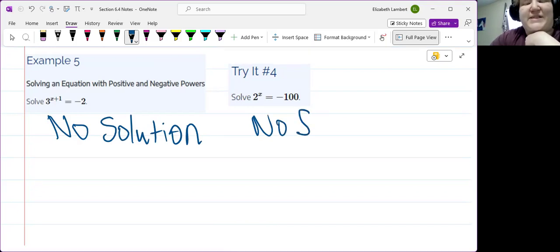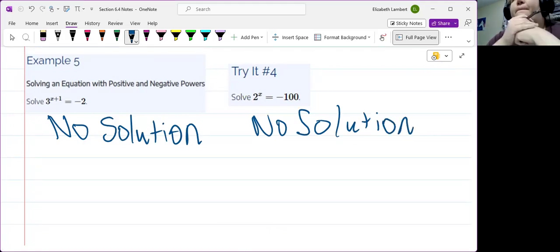So 2 to the x equals negative 100 also. No solution. Now, if we have a negative in front of the exponential, like it's negative 1 times 2 to the x, then we can actually do some mathing around. Then it's possible. But just a normal exponential equaling a negative number, not going to happen.